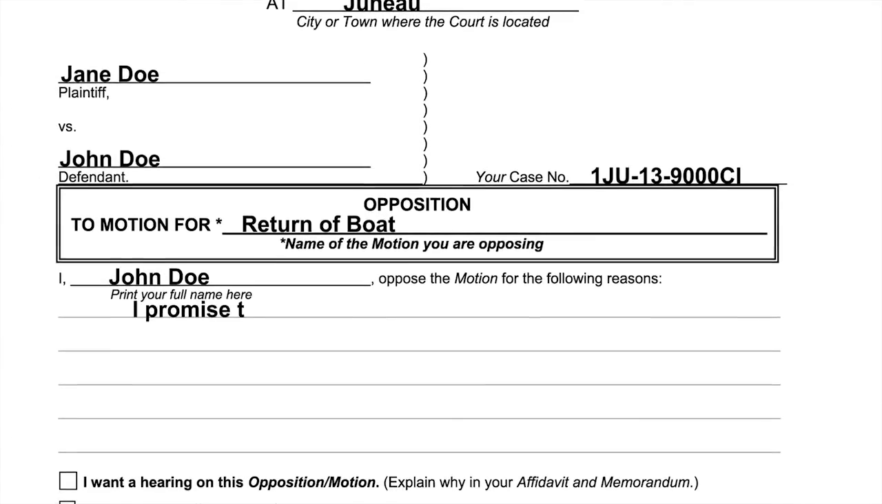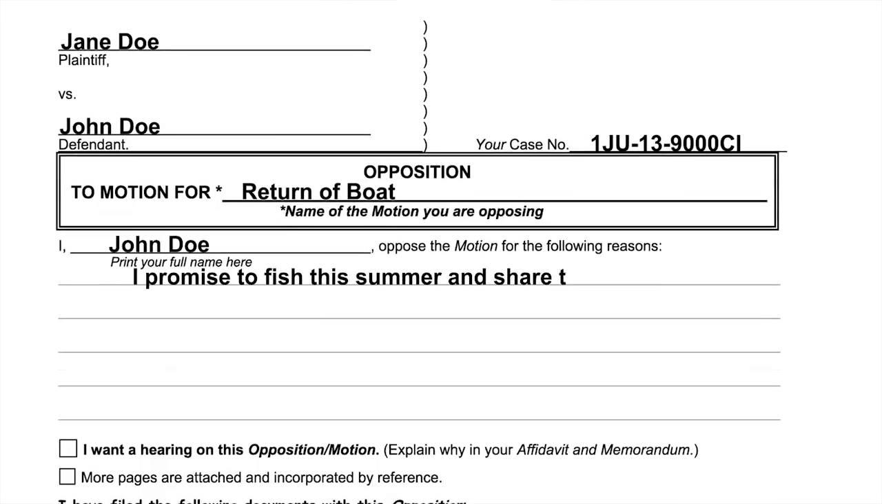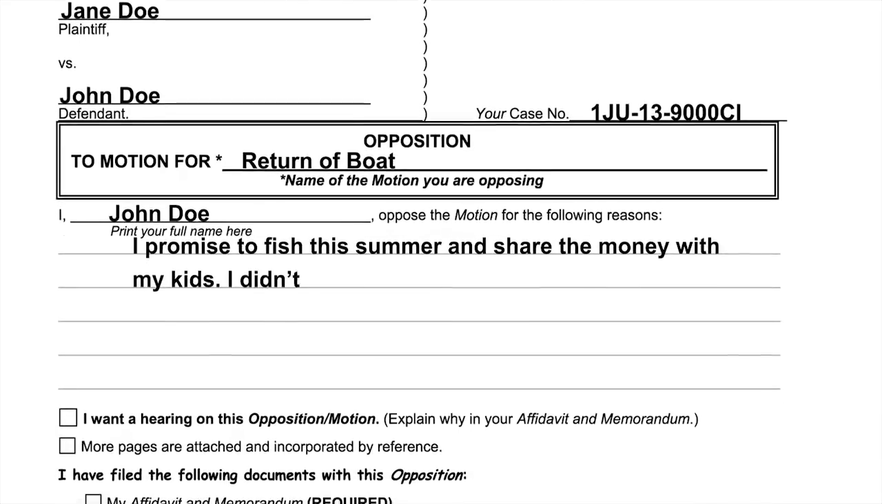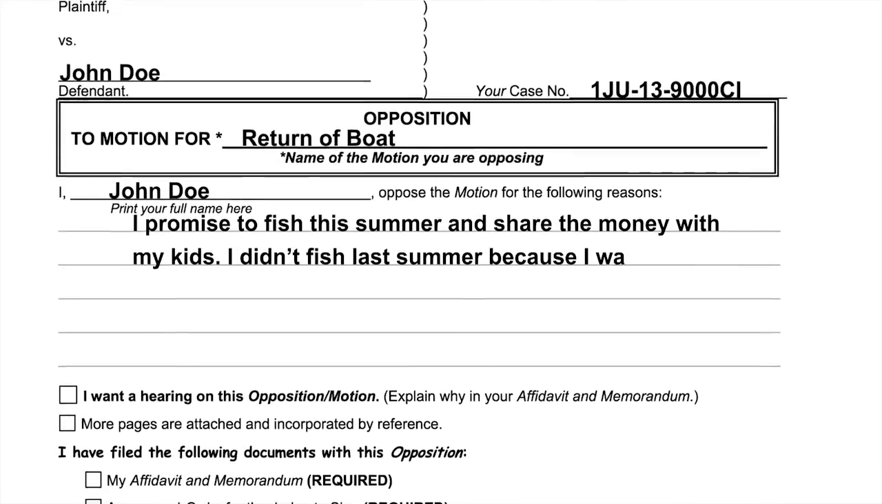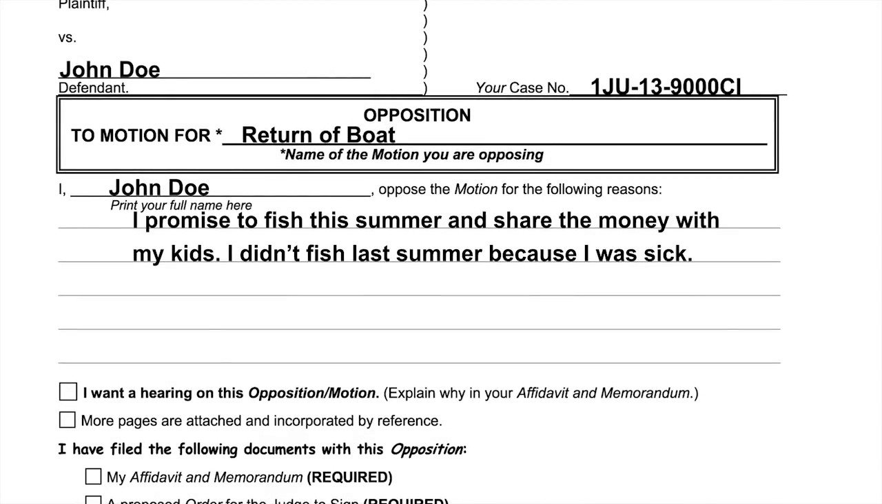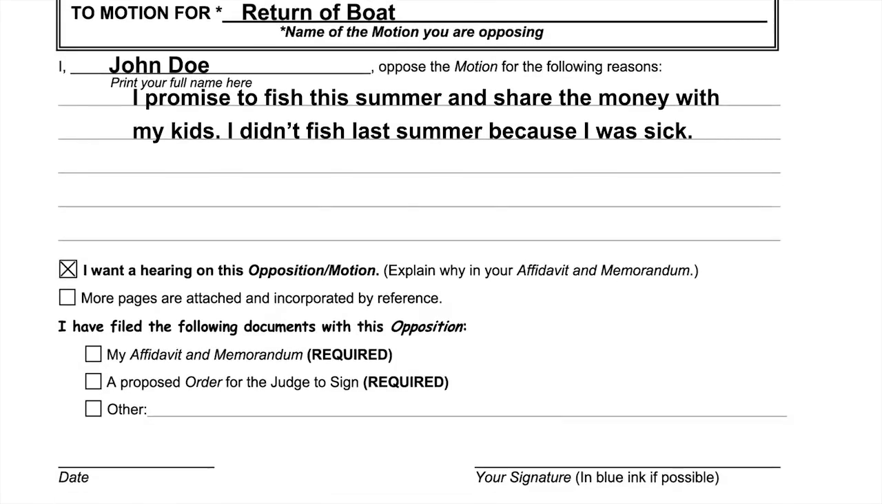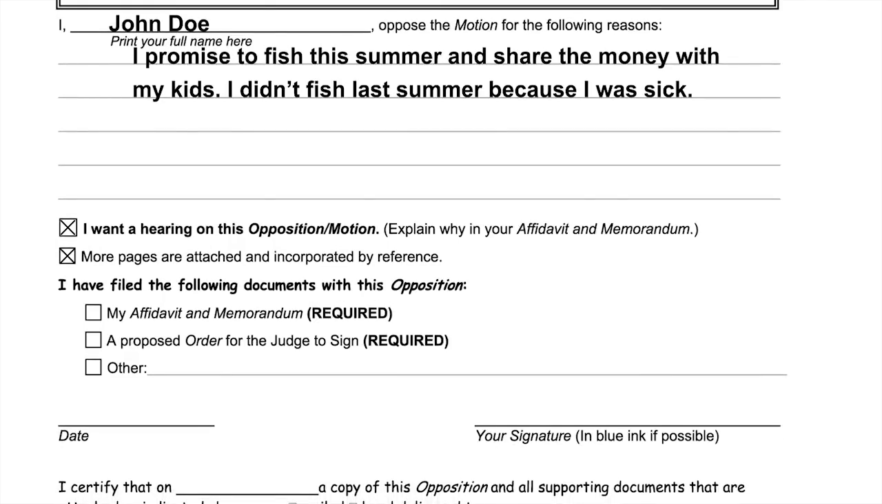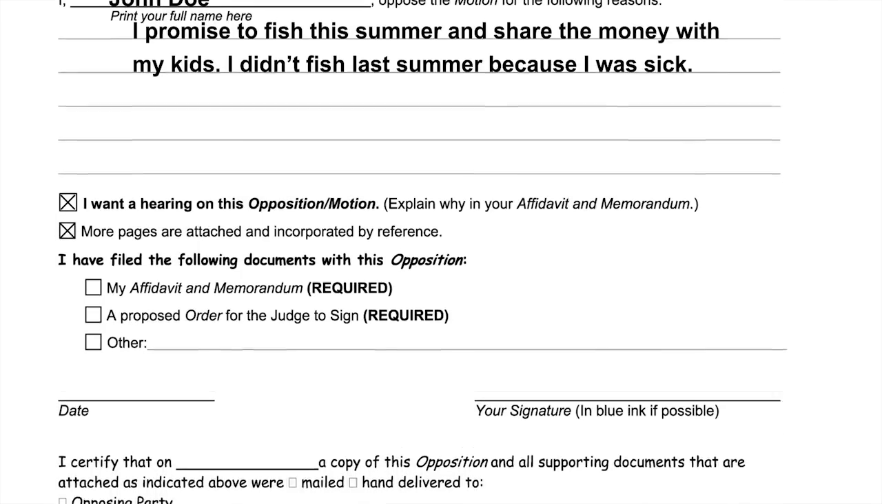Again, enter your name. In this space, you will explain in a sentence or two your position on the other side's motion, whether you oppose or disagree with it, or if you agree with any parts of it. Check this space if you want a hearing on this motion. That is, if you want to appear in court in front of the judge to explain your opposition to the motion.